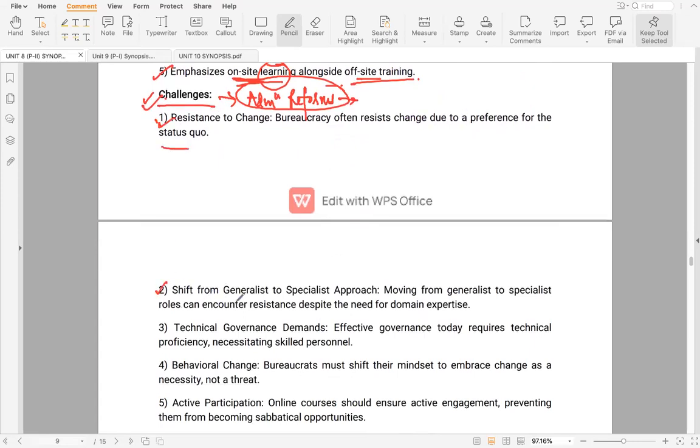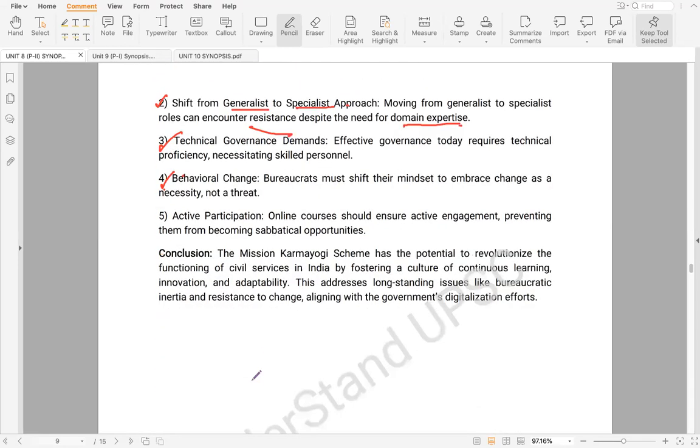We have the shift from the generalist to the specialist approach. Moving from generalist to specialist approach can counter resistance despite the need for domain expertise. Technical governance demands much. Effective governance today requires technical proficiency, necessitating skilled personnel. There need to be behavioral changes, which are difficult to quantify as well as implement. So bureaucrats must shift their mindset to embrace change as a necessity and not a threat. Active participation: online courses should ensure active engagement, preventing them from becoming sabbatical opportunities.